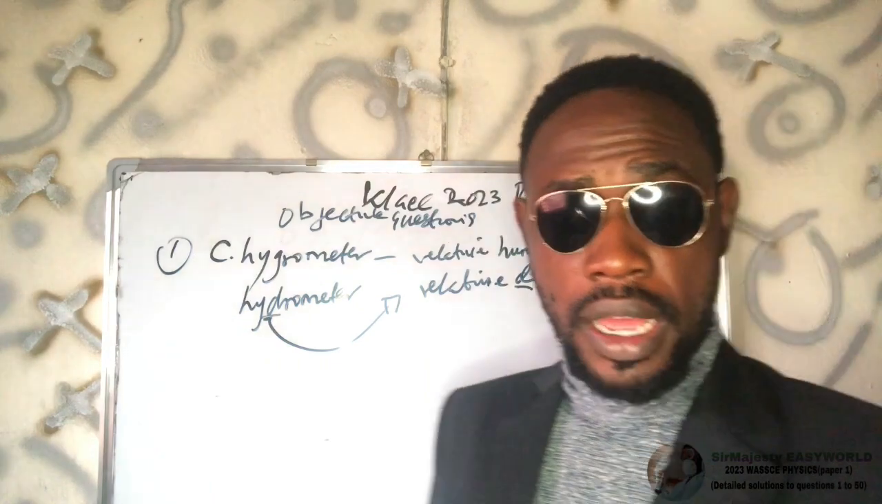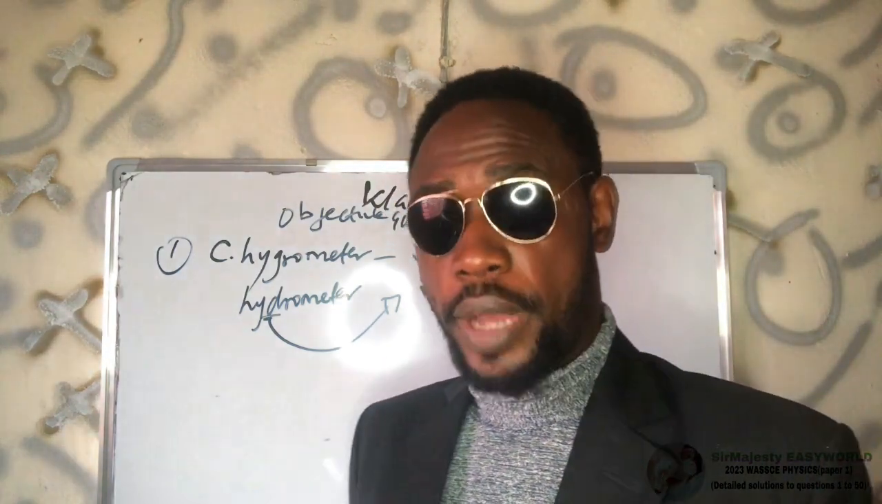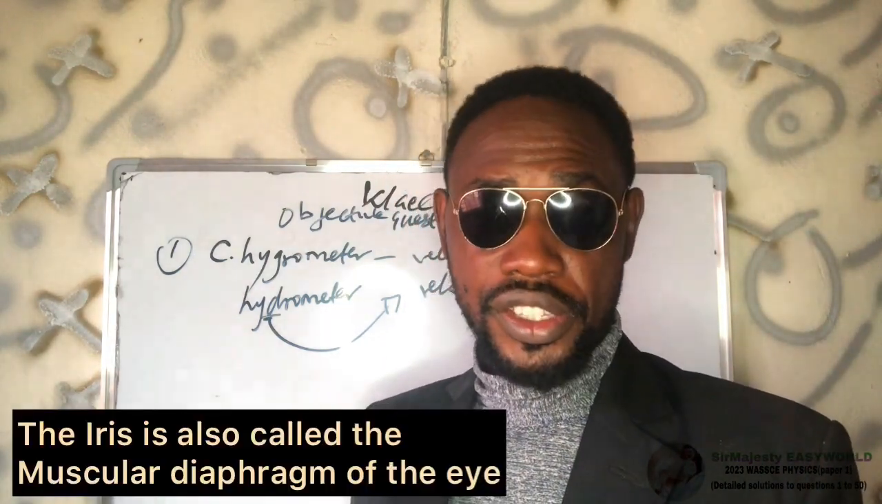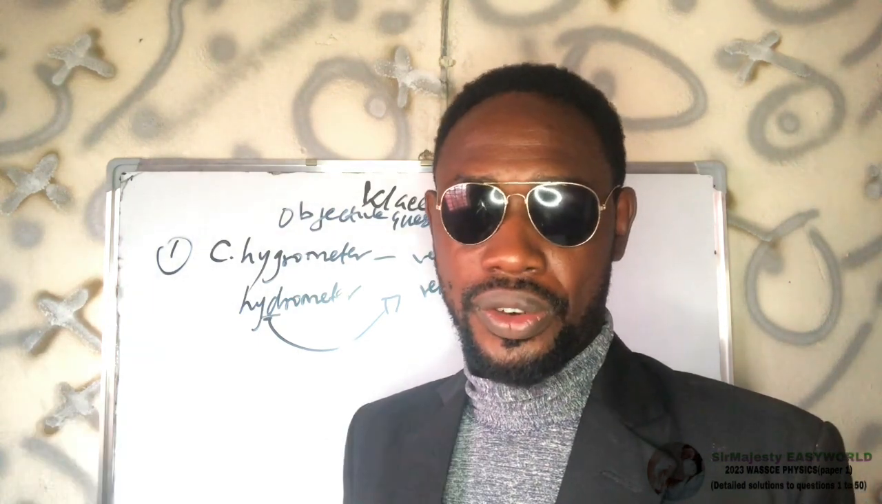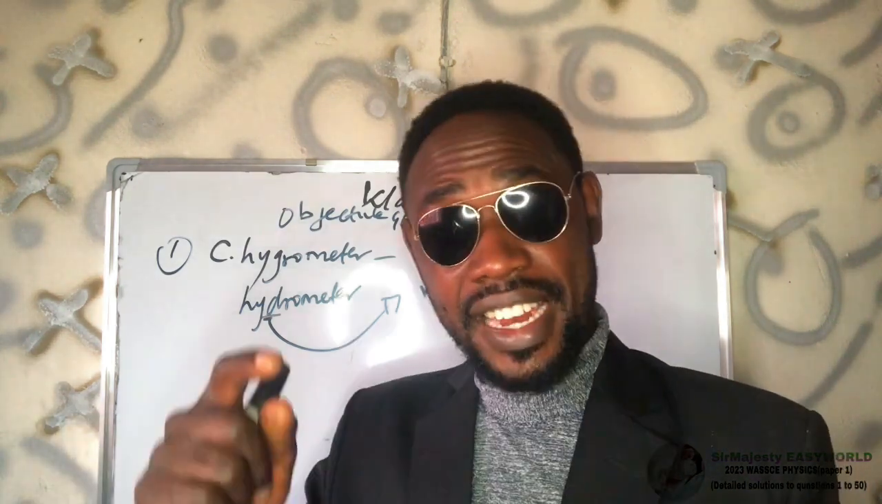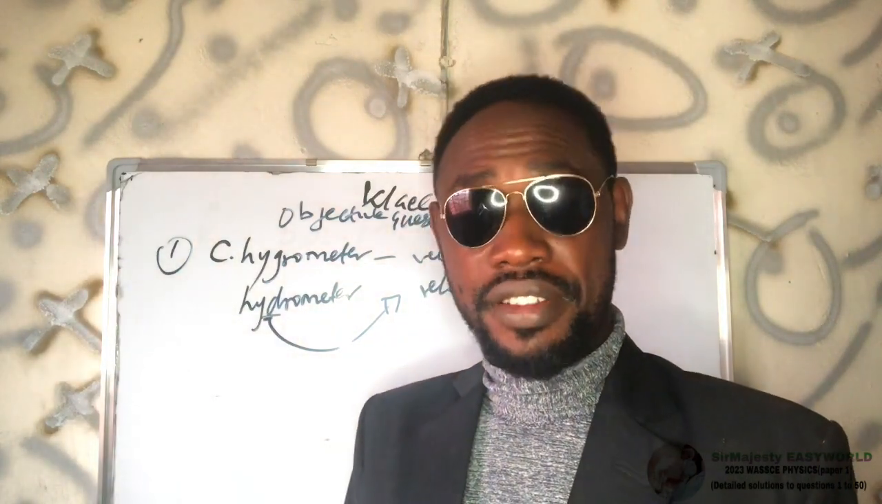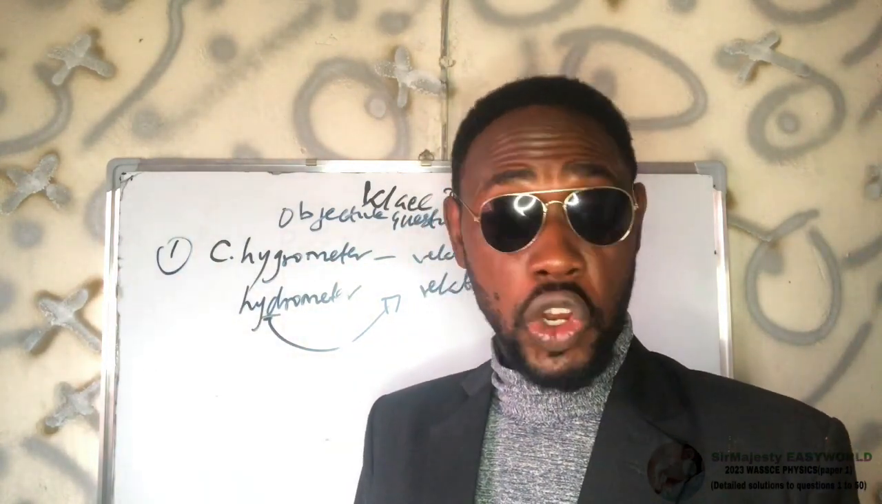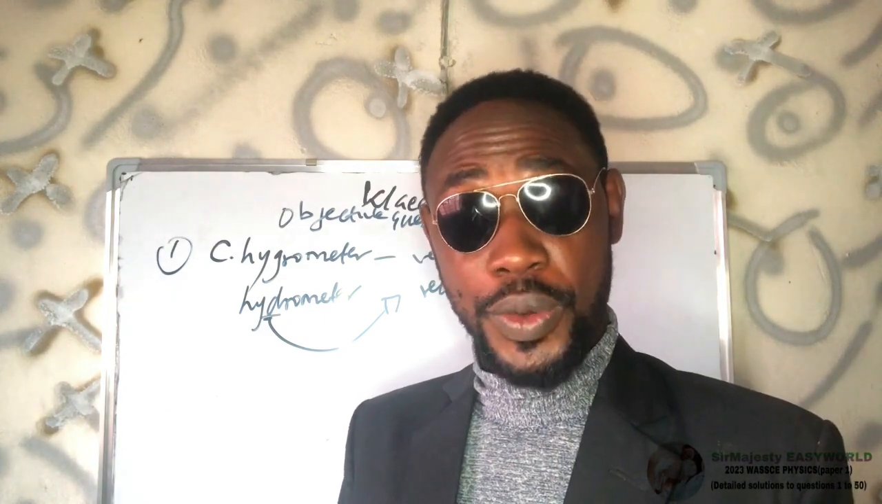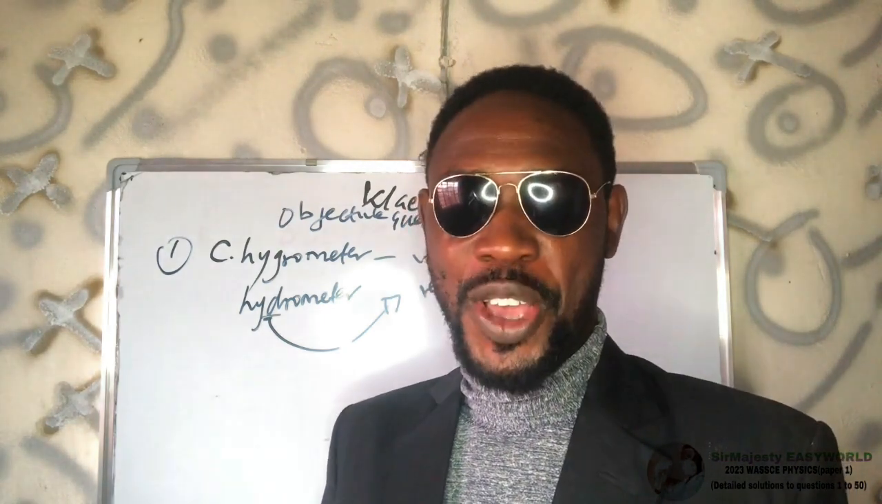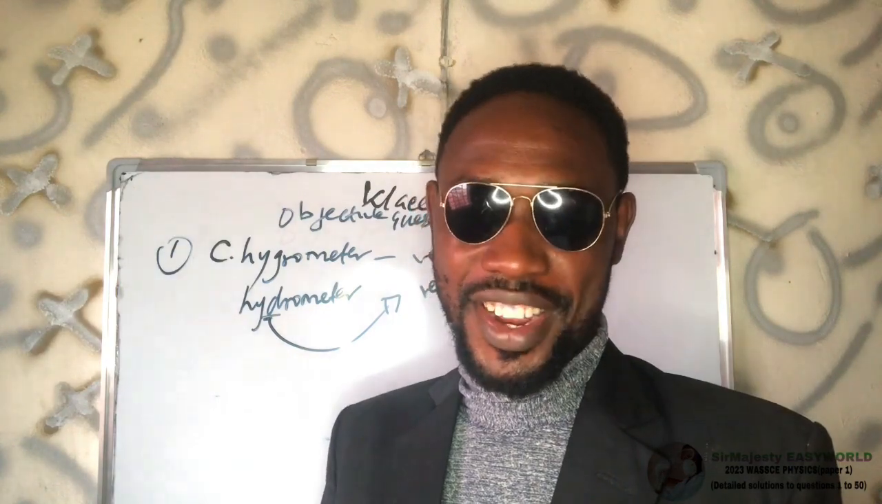If you come to biology, the iris is also called the muscular diaphragm of the eye, and the iris controls or regulates the amount of light that enters into the eye. The iris is also responsible for the color of the eye. So you will know more about this in biology. Remember, I handle you well also in chemistry and biology. So sciences are connected, of course.